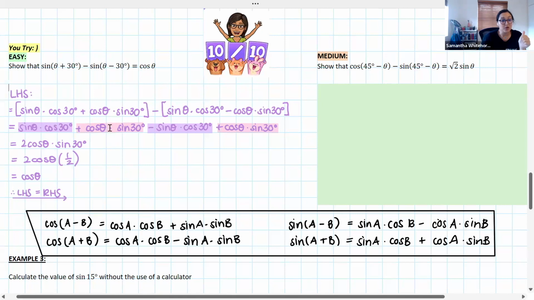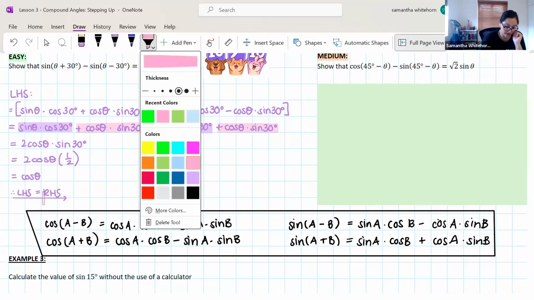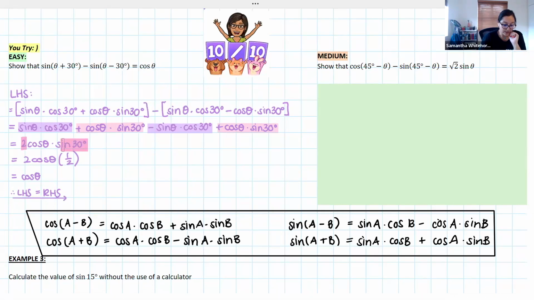The pink ones are cos theta sine 30. There's two of them, hence why the coefficient in the next step is 2. And then you can simplify with your special angles. So sine 30 is a special angle, that's a half. You can then simplify it. 2 times a half is 1, which means you're actually just left with the cos theta, which is what you wanted to prove the whole time.